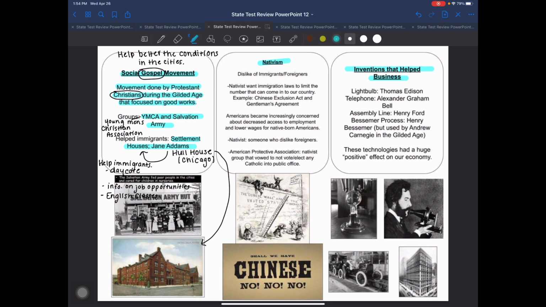the next one here, we have nativism. Nativism how we define it in our class for this unit. This is the dislike of immigrants. Technically, nativism is where you favor the native-born people over foreigners, okay? And if you are born and raised in the United States of America, then you are native to this country, all right?